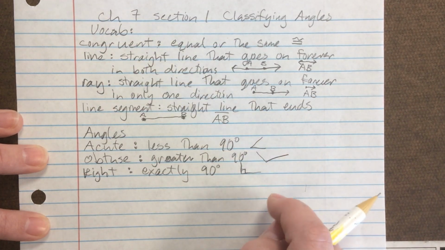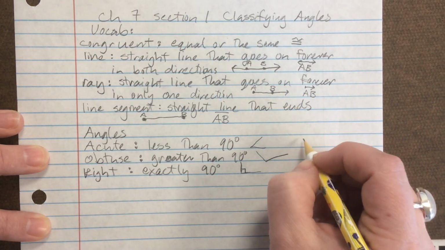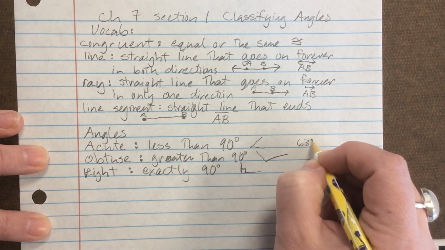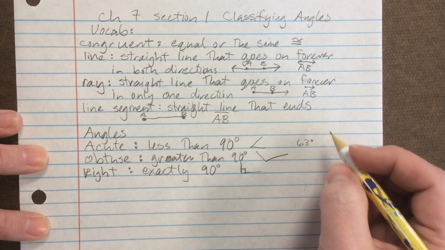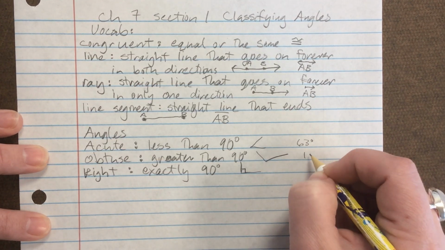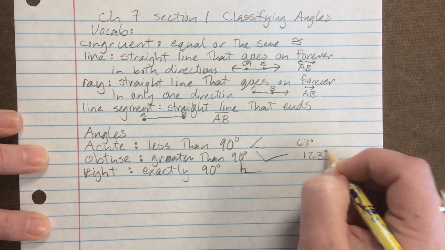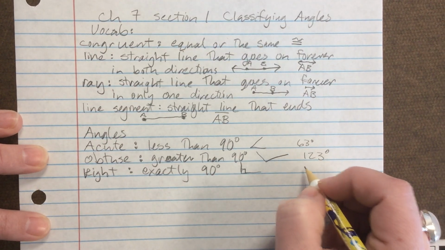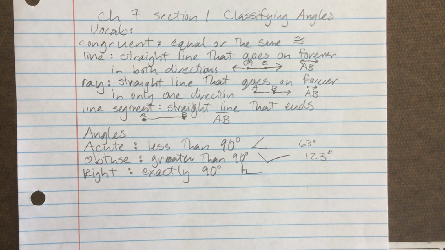So you will be asked to, is a 63-degree angle acute, obtuse, or right? And obviously it's smaller than 90, so it's an acute, and like this would be 123 degrees or something like this. And then a 90-degree angle, a right angle is always 90 degrees.